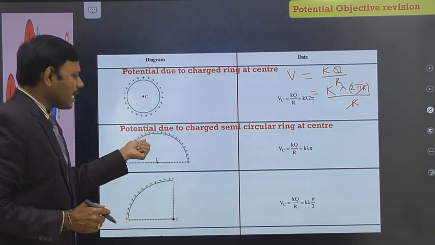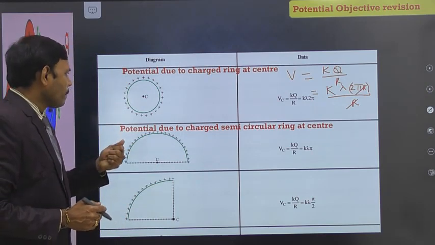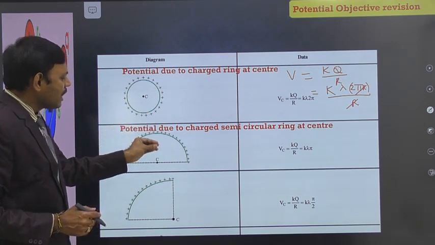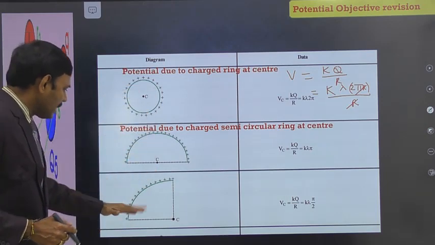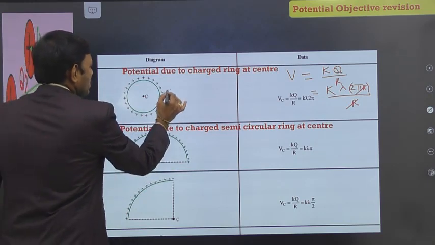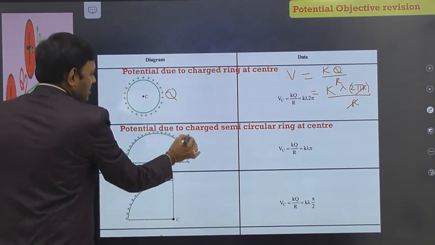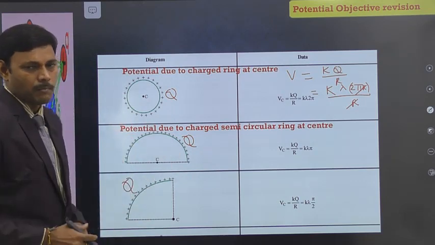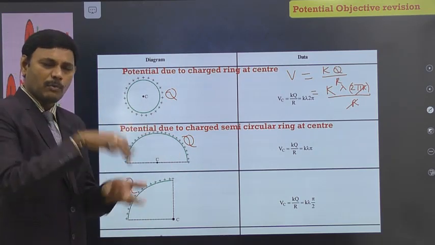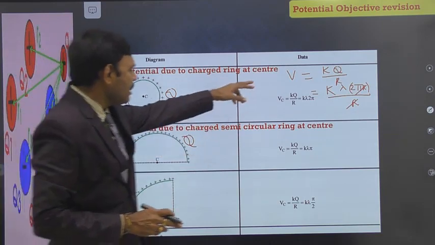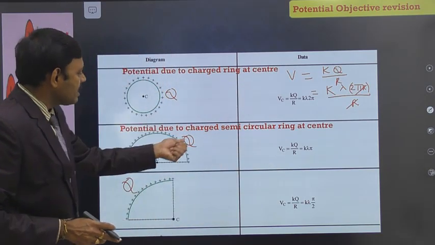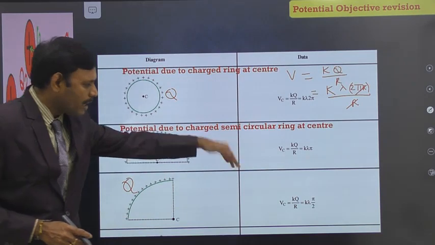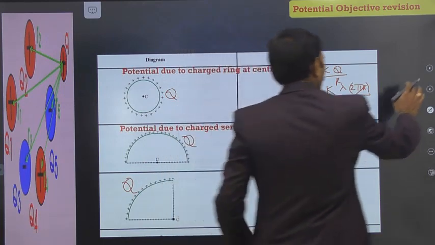Then potential due to a charged semicircular ring. If you consider any part of the ring, full ring or semicircular ring, and any part of the ring as in diagrams 1, 2, 3, and assume the charge is q here, similarly this part of the ring also has the same charge, and this part also has the same charge, then the expression is the same. Potential is the algebraic sum of potential due to all elements. Hence in all these cases, providing q is the charge of the given element, kq by r is the formula for all cases.